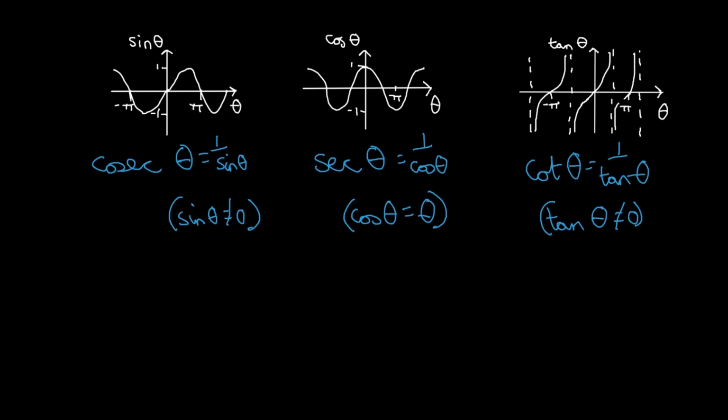Today you have a bonus identity. The tan of theta is equal to the sine of theta over cos theta. So the reciprocal of the tan function, cot theta, is equal to cos theta over sine theta.